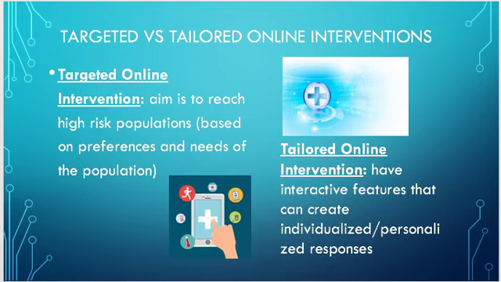So the difference between targeted or tailored online interventions. A targeted online intervention is aimed to reach a high-risk population. So it's really based on their preferences and the needs of that population. So the intervention is designed specifically for them. A tailored online intervention has interactive features that allow you to then create individualized or personalized responses.